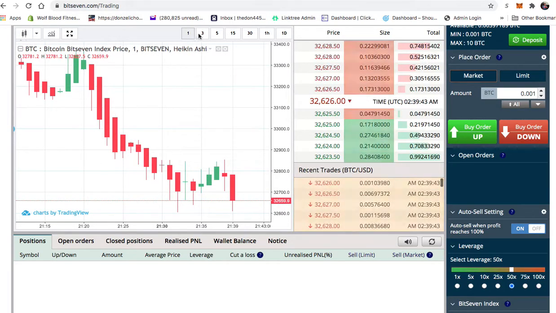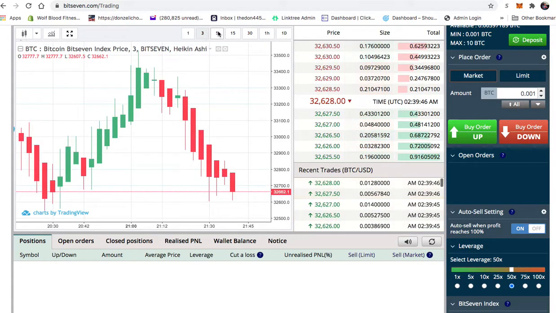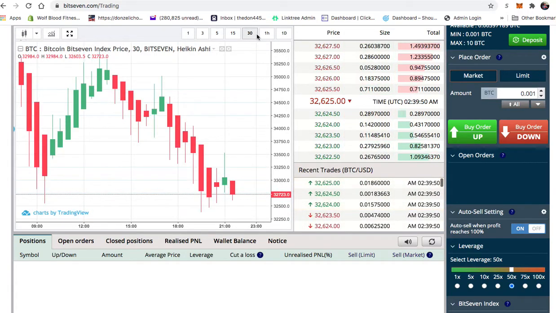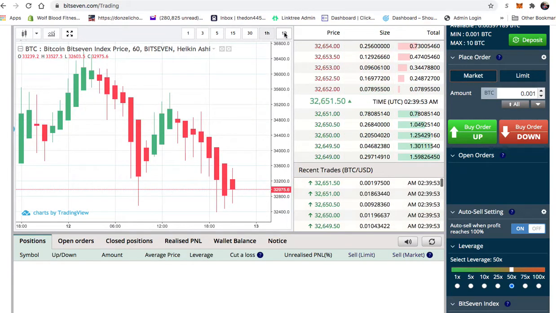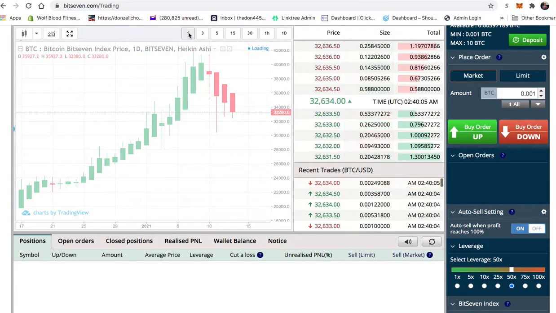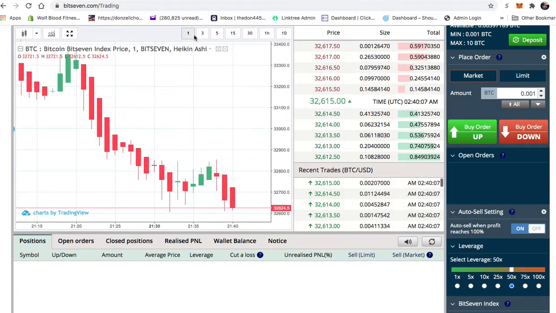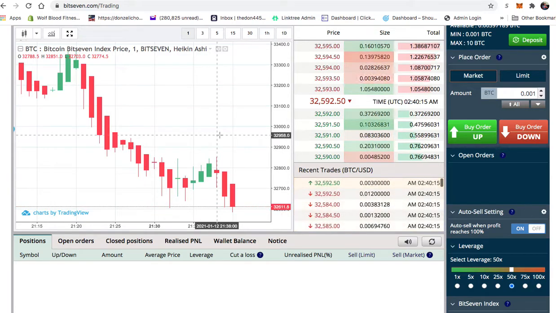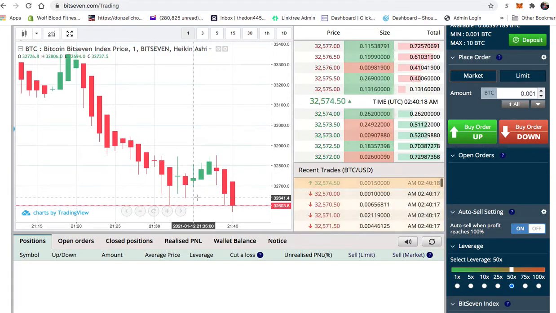So here's the 1 minute chart. You can click through these and kind of see what's going on with some of these different charts: 30-minute, the 1 hour, the 1 day chart. But if you're going to scalp or trade with leverage, especially with leverage on BitSeven, you're going to want to be on the 1 minute chart, because things happen quickly and you got to be there to get out of a bad trade or get out of a good trade with a decent profit before it changes direction on you.